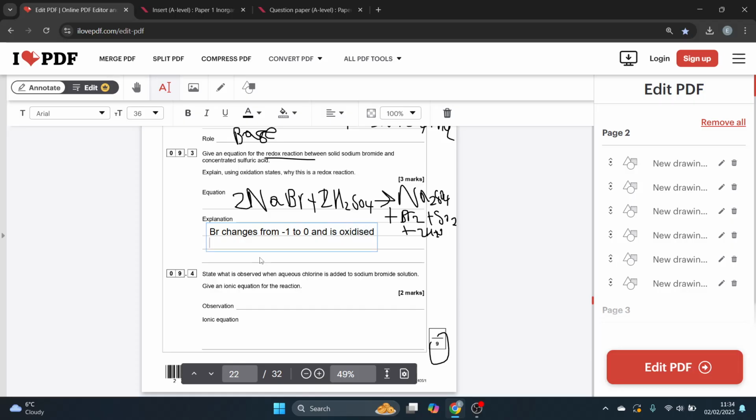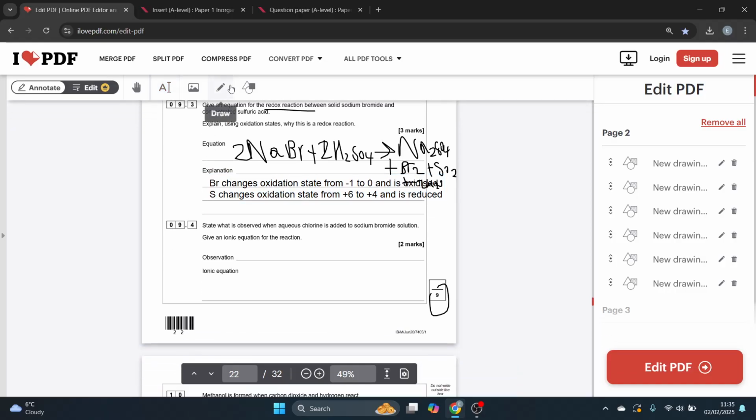And then I'll talk about sulfur: sulfur changes oxidation state from plus 6 to plus 4 and is reduced. I should say here again as well, changes oxidation state, be very specific.